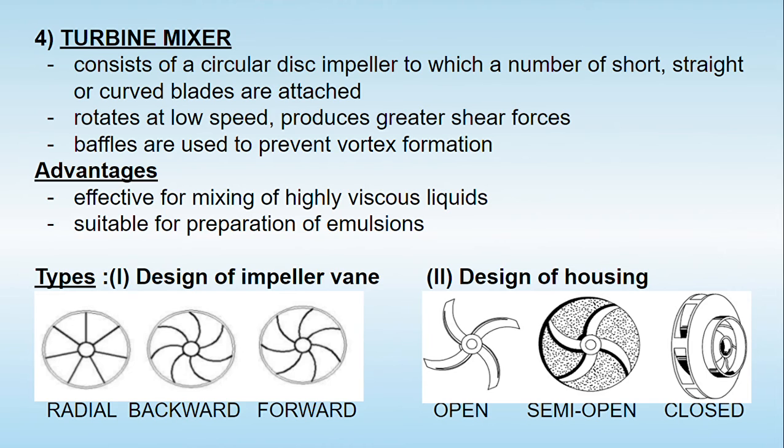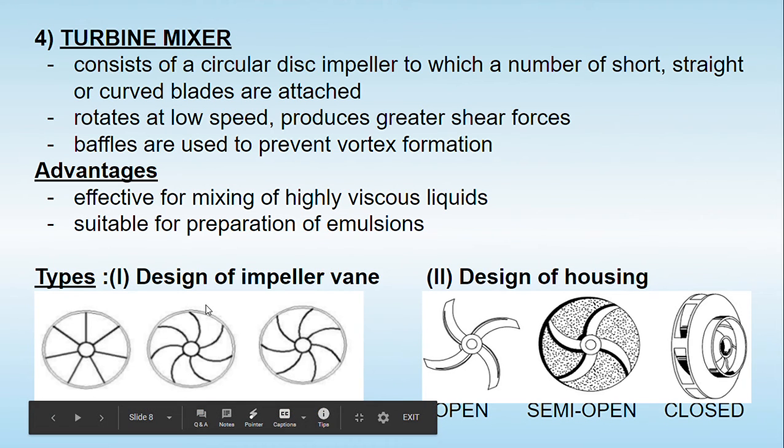After the paddle mixer, if we want to give more shearing force to get uniform mixing, then it's called a turbine mixer. The turbine mixer, as shown here, is like a circular disc-shaped impeller to which a number of short, straight, or curved blades are attached. As shown in the diagram, this is the design of the impeller vane.